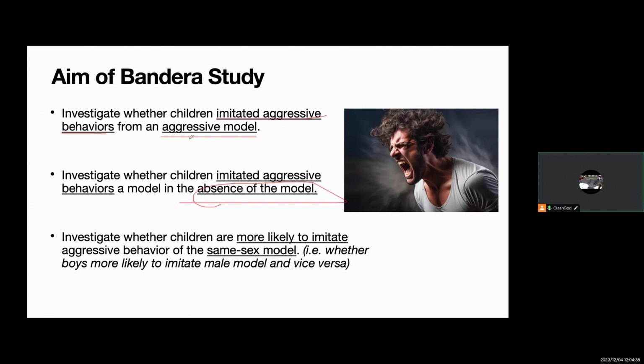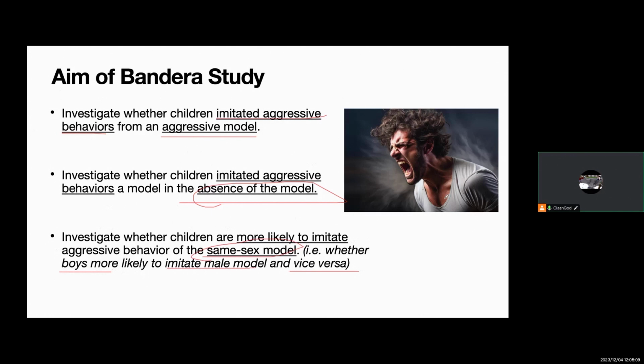The first is just to see whether they will imitate. But the second, we also want to know whether they will imitate when the model is absent, when the model is not there. The third one is, you will see that the second and third aims are actually extensions of the first aim. It is whether children are more likely to imitate aggressive behavior of the same sex model. So to be more specific, not just an aggressive model but the same sex model. For example, whether boys are more likely to imitate male models and vice versa.